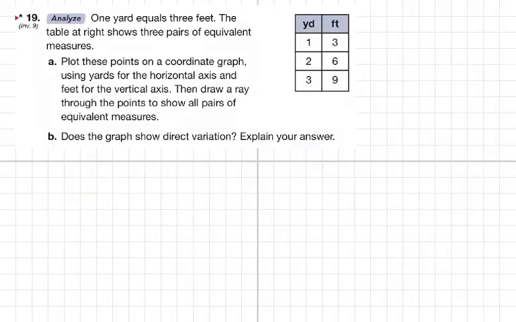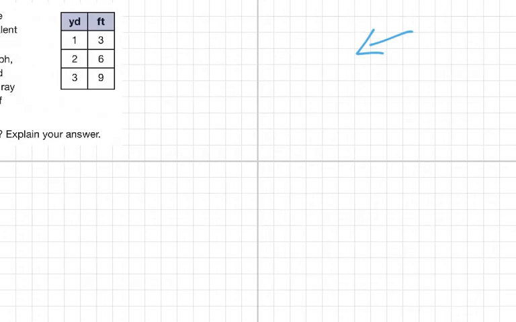All right, the next one says 1 yard equals 3 feet. The table at the right shows 3 pairs of equivalent measures. So right here we see 3 pairs of equivalent measures. Plot these points on a coordinate graph using yards for the horizontal axis and feet for the vertical axis. Then draw a ray through the points to show all pairs of equivalent measures. Does the graph show direct variation? Explain your answer.